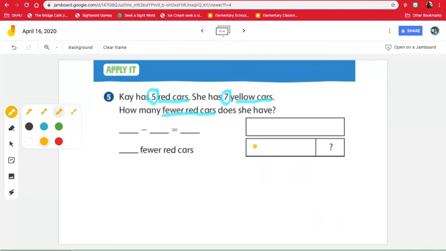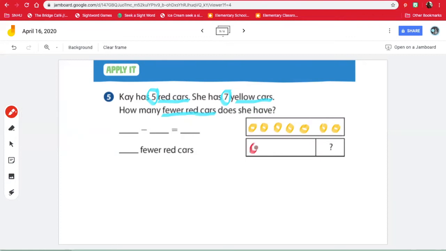So let's get our yellow marker and draw 7 circles for yellow cars. 1, 2, 3, 4, 5, 6, 7. Now, let's get our red marker for the red cars. So what we want to know is how many fewer cars she has. So we need to draw 5 red cars. So let's draw 5 red circles to resemble the red cars.